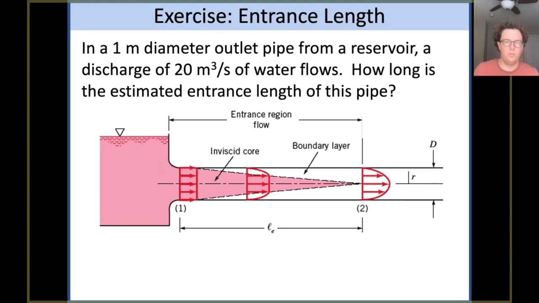So how does this work? Let's do a quick example. So here's a zoom in on that same image. We're looking at the entrance flow region here and asking, hey, how long is it? And so if we've got a 1 meter diameter pipe, we've got 20 cubic meters per second flowing through it. How long do we think the entrance length is for this pipe?